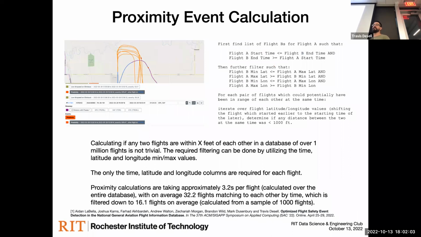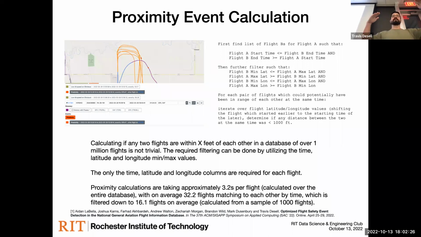Okay, then this was one of the fun things I worked on, was proximity event calculation. So we have almost 1.3 million flights in the NGAFID right now. We want to know if any two flights in there got within 1,000 feet of each other. We can't just compare everyone pairwise because that would be n squared, right? That'd be a million times a million flight comparisons. Not ideal.